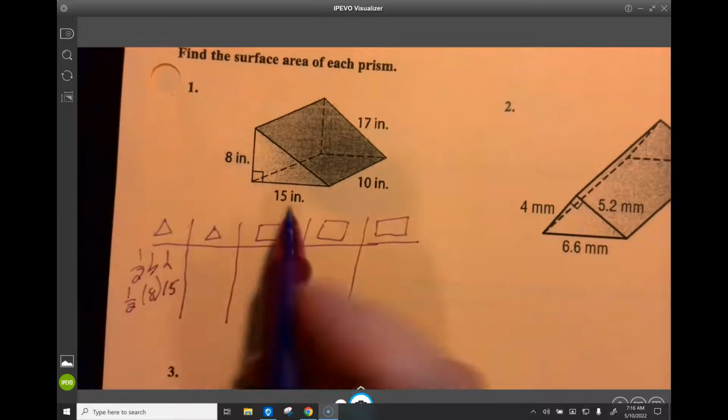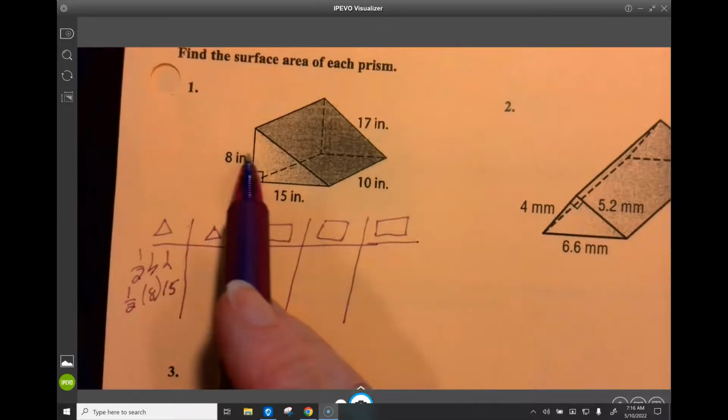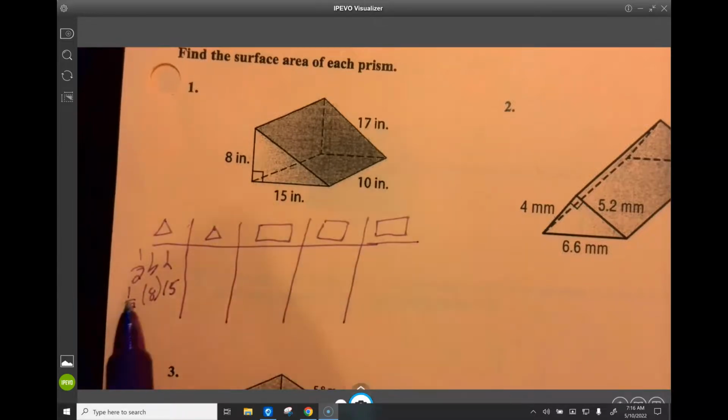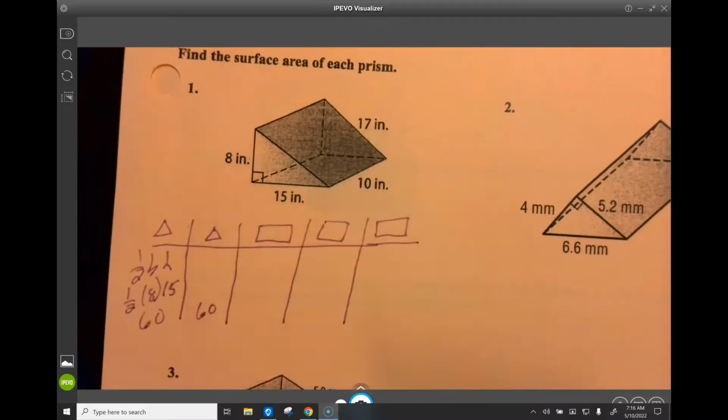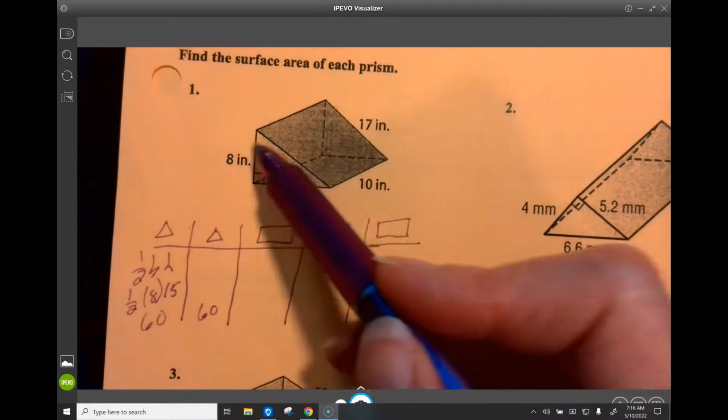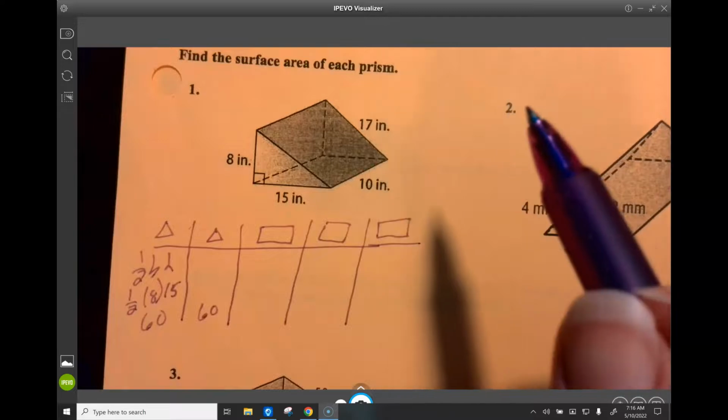Does it matter which one's base and height? No. We just have to take the perpendicular distance to the other one. So half of 8 is 4. 4 times 15 is 60. Okay? This one's also 60 because it's the same triangle. It's going to be true unless you have a pushed over prism.